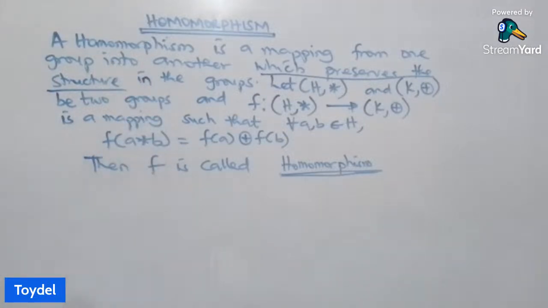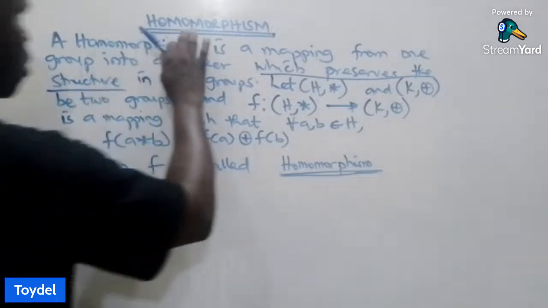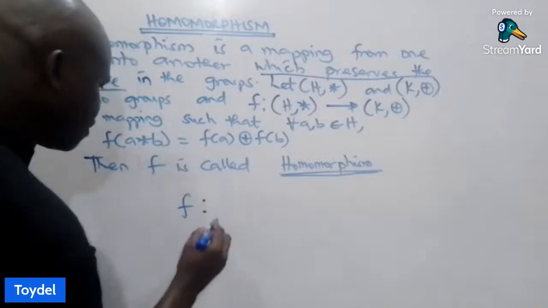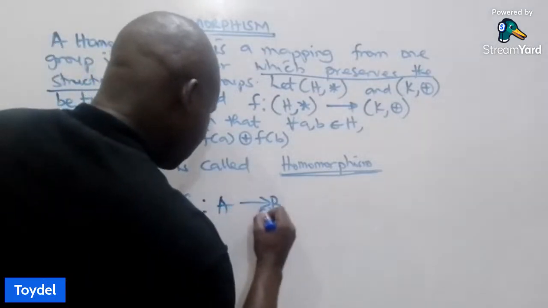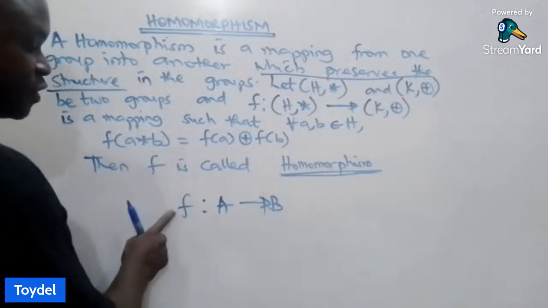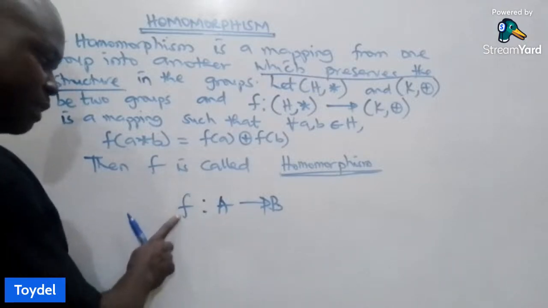Of course, for you to have vast knowledge about homomorphism, you must be conversant with the concept of mapping. If you can, check my videos on mapping 1 and 2. The only difference here is that when you have a mapping F, let's say F maps A into B, A and B are ordinary sets, and F is the function or relation, or the mapping.